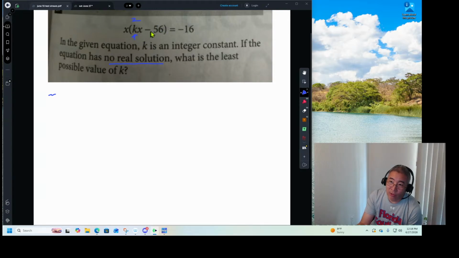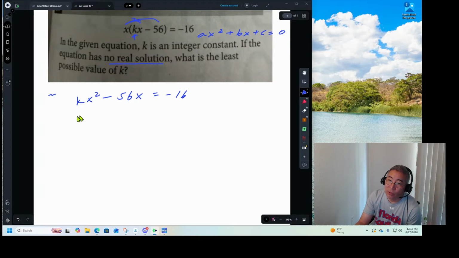So basically what you need to do is put everything on the left side, distribute everything, get rid of the parentheses, and put 0 on the right side. We need to get it in the form ax squared plus bx plus c equals 0. So let's do that first. We're going to distribute the x, so we'll get kx squared minus 56x equals negative 16. Then we want to put everything on the left side, set it equal to 0.